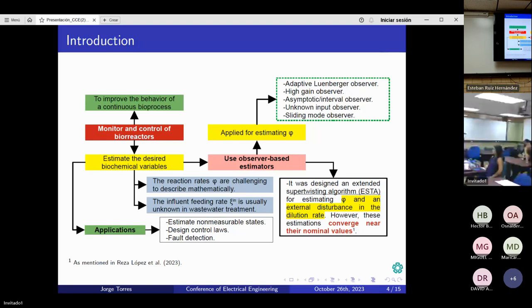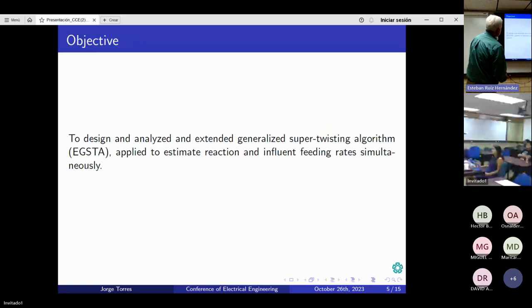All these cases work reasonably well in order to estimate the reaction rates. But when we have some external disturbances, the properties are somehow lost. So we would like to extend these studies in order to estimate these quantities in presence of external disturbances.